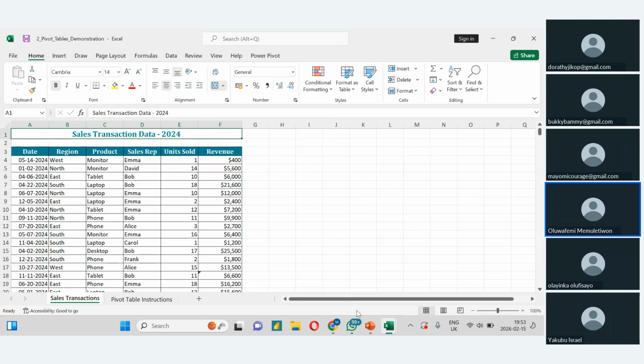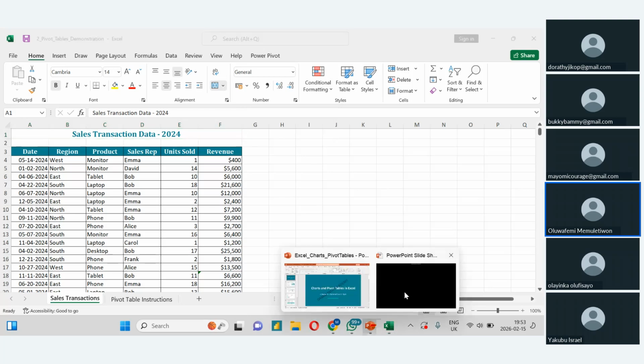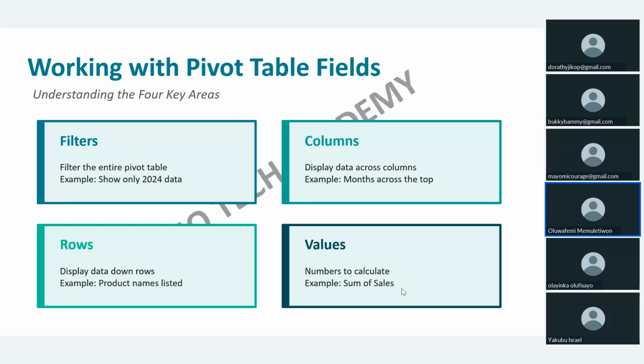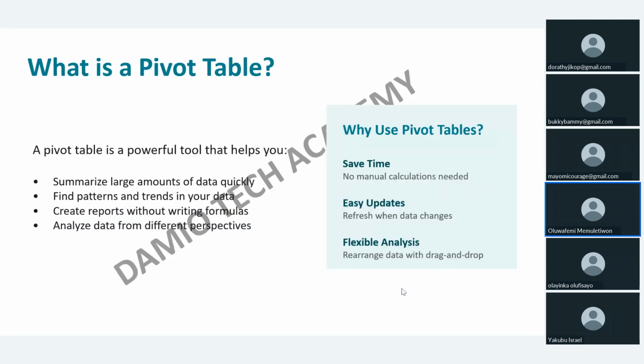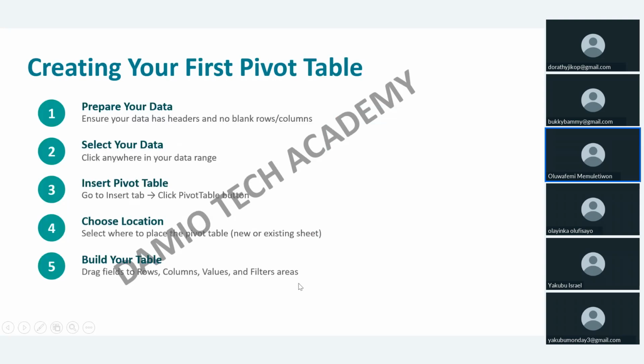Okay, so back to what I was saying when we were talking about Power Pivot. I said it's a powerful tool that helps you summarize large amounts of data quickly. It finds patterns and trends in that same data and creates a report without you writing formulas. And it helps you analyze data from different perspectives. And you've seen the steps.